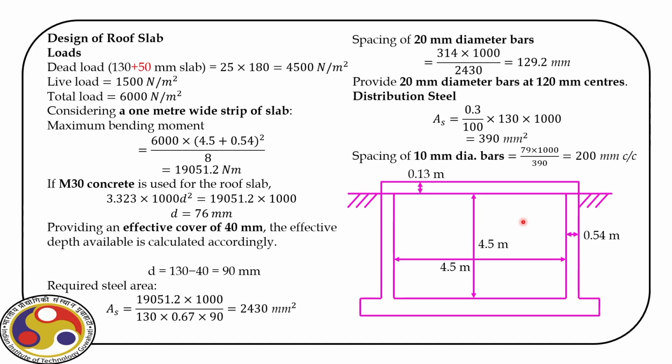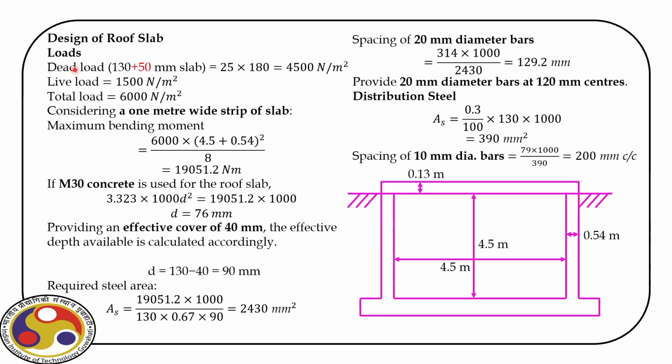Now, as I said, we have two more structural components. First, the design of the roof slab. For that, we need to first calculate the design of the roof slab. So we will provide a 130 millimeter roof slab. But when we calculate the dead weight, we put some additional dead weight so that the design is safe and always conservative. So we provide a roof slab thickness of 130 millimeter.